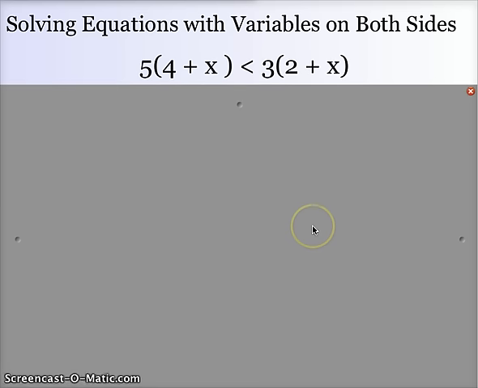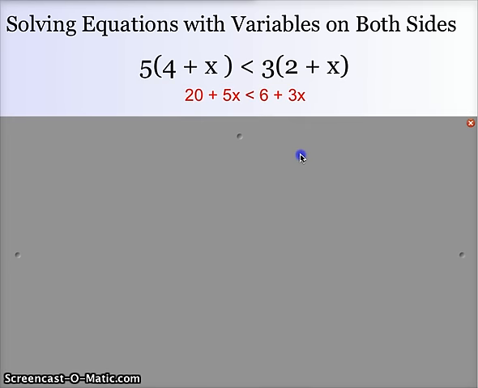Number 2. Equations or inequalities with variables on both sides. 5 times the quantity 4 plus x is less than 3 times the quantity 2 plus x. Pause the video here.